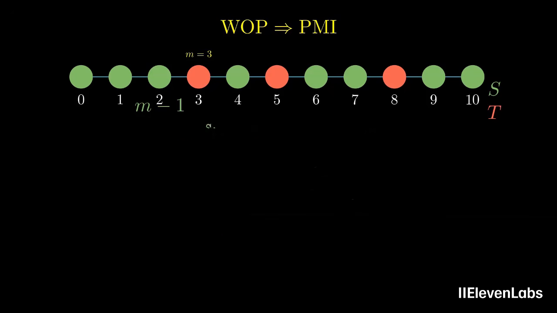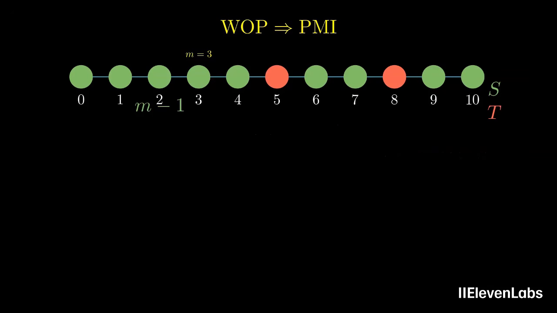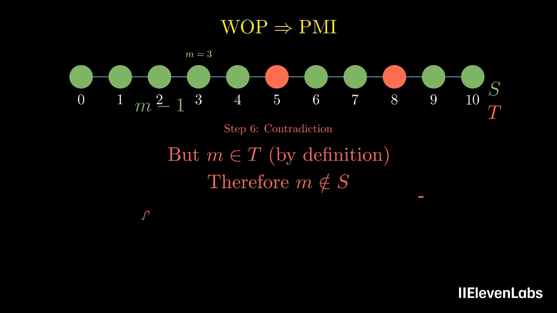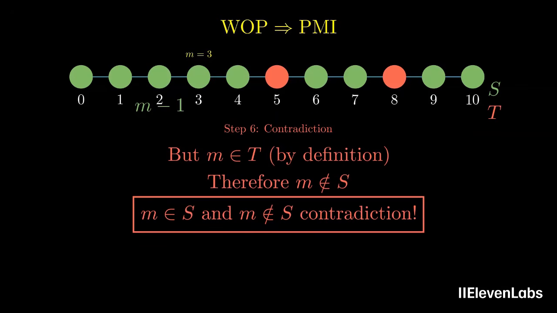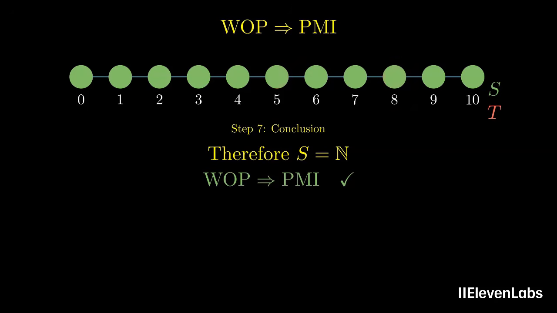So, by the PMI condition, k equals M minus 1 is in S means k plus 1 equals M is in S also. M was a natural number such that it is the least element of T, the complement of S. So, M is in T means M cannot be in S. So in one way, M is in S, and at the same time, M is not in S. This is a contradiction. This contradiction arises from our assumption that S is not equal to N. Therefore, if the conditions of PMI hold on S, then the conclusion of the PMI must also hold on S. Hence, S equals N.